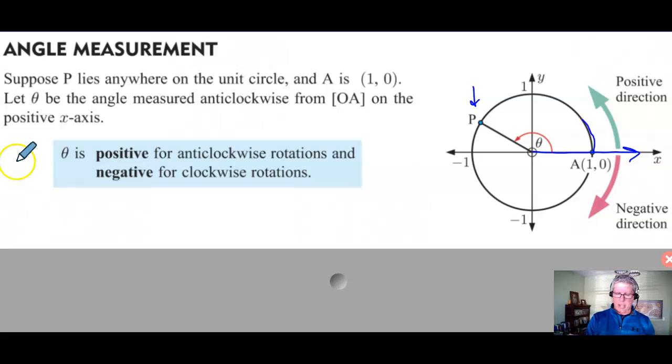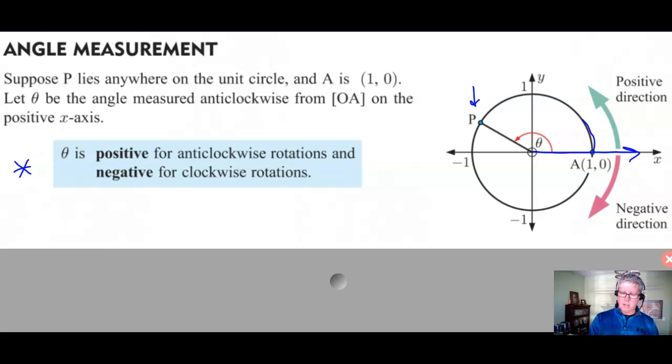That's the critical idea there. Positive for anti-clockwise. We call it counterclockwise. The book calls it anti-clockwise, and that is moving that way. And then negative angles, which are fine, like -12, and so forth.